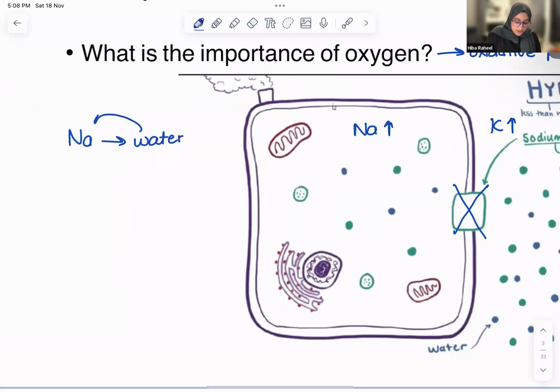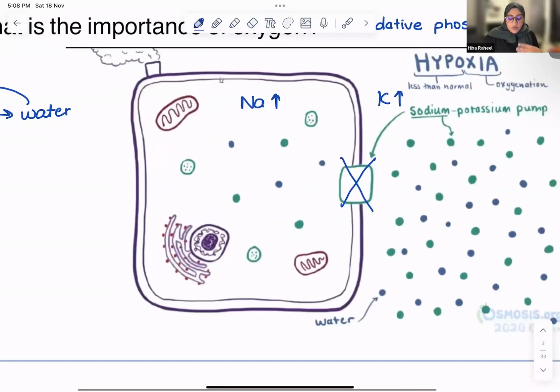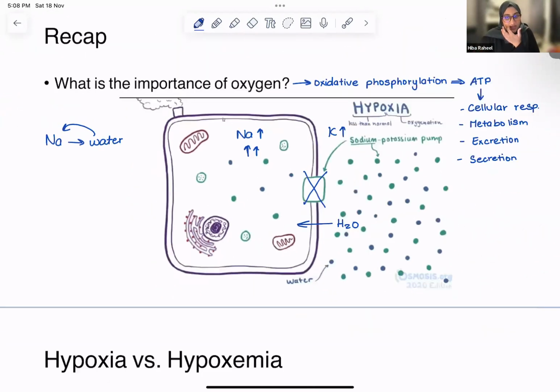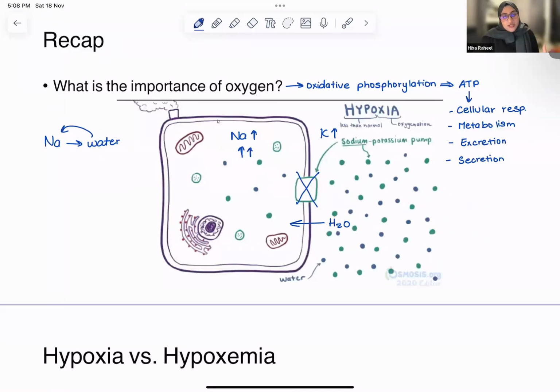Water literally follows sodium. When this pump stops, sodium starts accumulating inside the cell. As a result, there is a rush of water. Water flows in, the cell swells, and it bursts, undergoing lysis, apoptosis, destruction. And this leads to hypoxia, the lack of oxygen. This is the entire process that will start the chain reaction of hypoxemia.